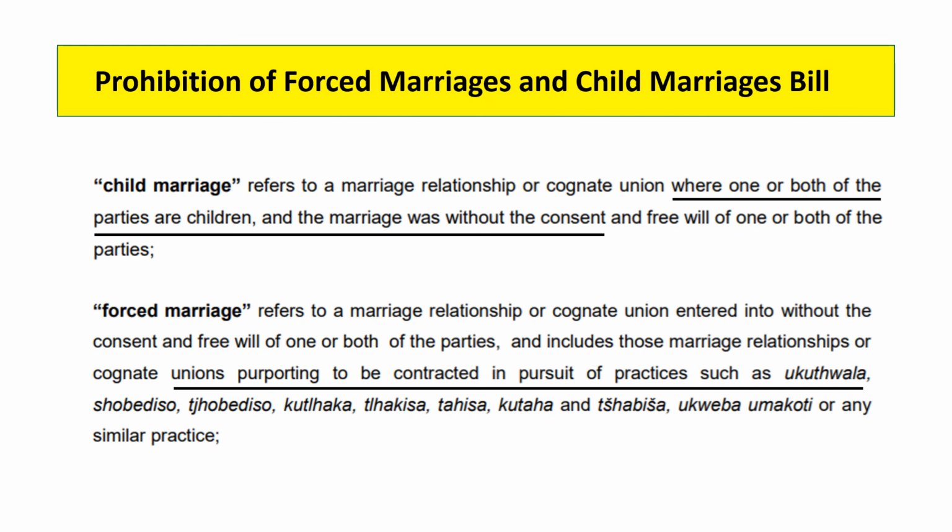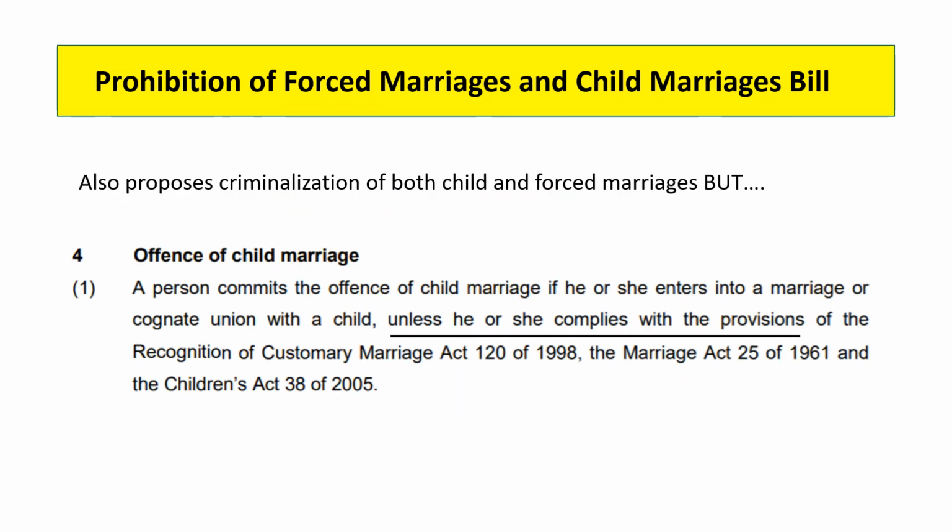You should also take note of the fact that there is a draft bill called the Prohibition of Forced Marriages and Child Marriages Bill. In this bill, the concept of child marriage is defined, as well as the concept of forced marriage. This bill also proposes the criminalization of both child and forced marriages. Even though Section 4 of the proposed bill will make it an offence to conclude a union with a child, the provision then adds the qualification unless he or she complies with the provisions of the Recognition of Customary Marriage Act, the Marriage Act, and the Children's Act.